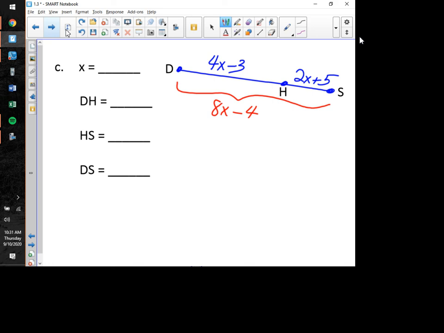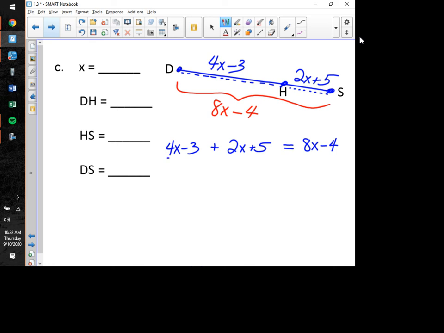So here we go. The measure of the first little segment from D to H, that's going to be 4x minus 3. We're going to add to that the measure of the second segment from H to S, which is 2x plus 5. So little segment plus little segment equals the measure of the entire segment from D to S, which is represented as 8x minus 4. So as I said, it's really the same concept as example B that we just finished, except now there's variables on the right side as well.